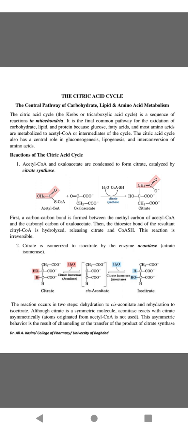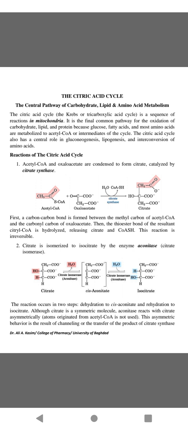First we see the startup reaction. The reactions of the citric acid cycle, every step, are carried out inside the mitochondria. First step, the acetyl CoA and oxaloacetate are condensed to form citrate, catalyzed by citrate synthase. Citrate is synthesized in this step, so the name of the enzyme is citrate synthase. In this step, a coenzyme molecule is released from the acetyl CoA.